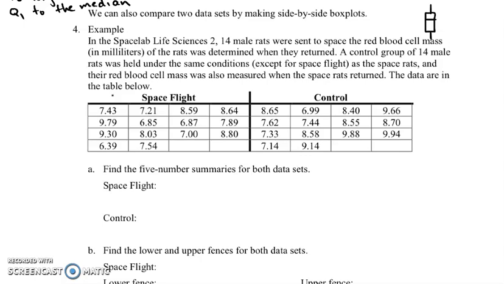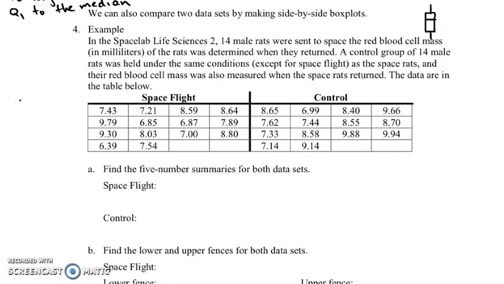So in our example, we sent male rats into space, and their red blood cell mass was measured when they returned. So 14 were in the test group, and 14 male rats were held in the same conditions, except they didn't go up in space, as the control group. And so the two data sets are listed here. So we need to find the 5 number summaries for both data sets.